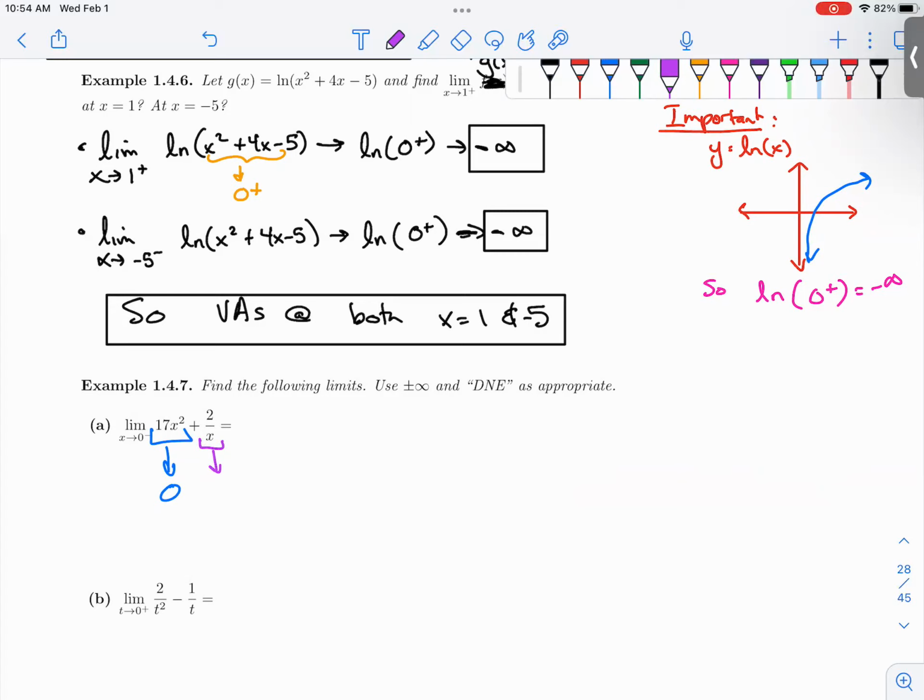Think about it in your brain. You're going to get 2 over negative 0.00001, right? So it's going to go to negative infinity. You can verify by plugging in numbers in your calculator, but this will go to negative infinity. So what we have is 0 minus infinity, and 0 minus infinity is negative infinity, right?